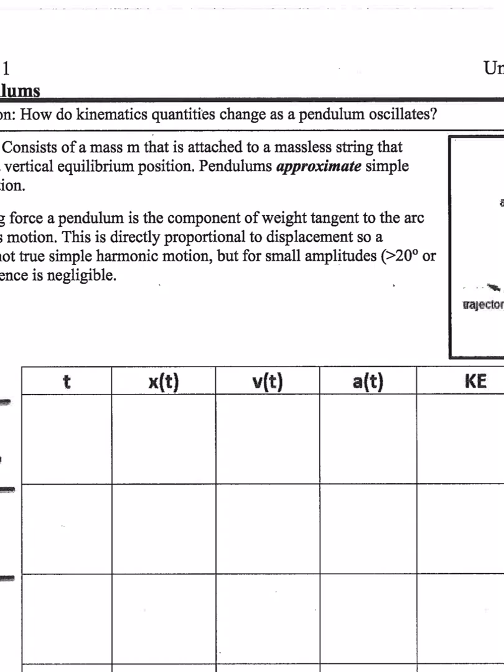We're going to be looking today at going back over what you should have been looking at with simple harmonic motion. We're going to be looking at two very specific types of systems. We're going to be looking at a mass spring system.